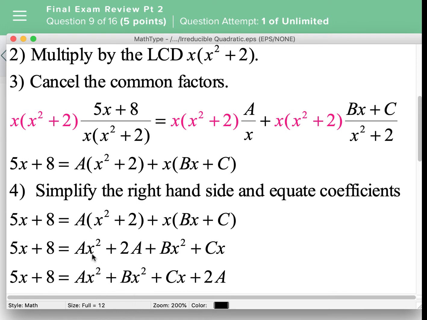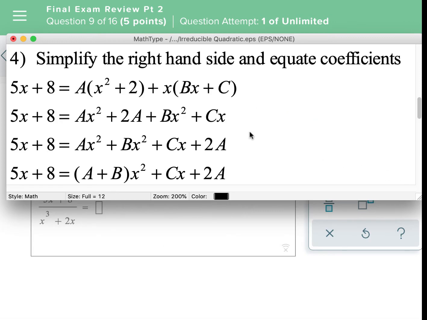Then what I've done is grouped the like terms together. I have an ax squared and a bx squared, so they're grouped together. There's only one lone cx and only one lone constant, just 2a. So when I factor out the x squared, that leaves me with a plus b times x squared, and then cx plus d.